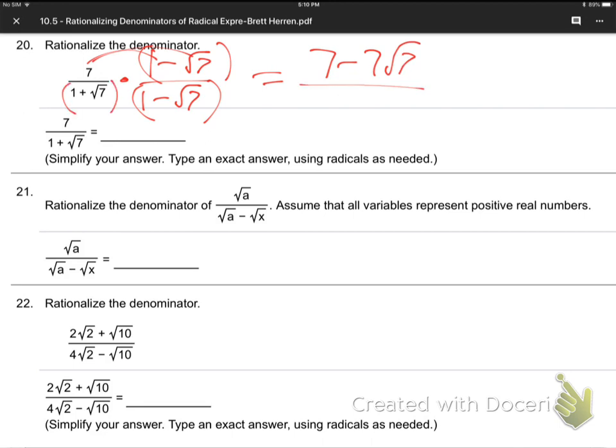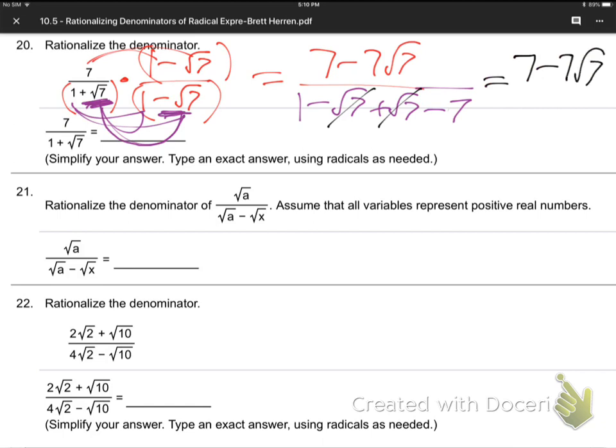Got to FOIL it. So on the bottom I'm going to have the 1 is going to go to both. 1 minus root 7. And then the root 7 is going to go to both. Plus root 7. And then root 7, it's positive root 7 times negative root 7 is negative root 7 squared, that'll be plain 7, won't it? Okay, so what happens from here? These guys cancel by design. So we have 7 minus 7 root 7 over 1 minus 7.